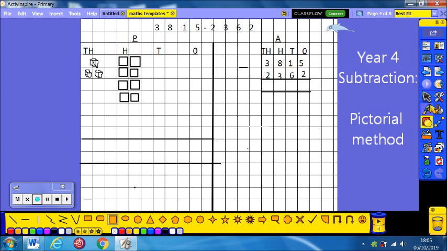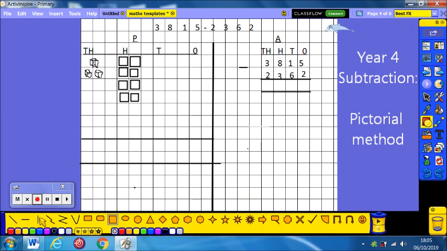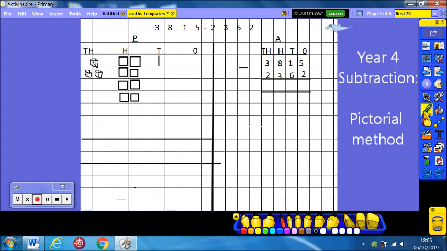Next I need to draw a 10, and we draw that with a line going down vertically as 1 ten. So 1 ten in the tens column. There it goes. And lastly 5 ones. And as in year 1, 2 and 3, we will still draw our ones if we've got 5 of them in a dice formation. Okay, so I've got 3,815 pictorially. I now need to subtract or take away 2,362. So I'm going to draw my subtraction or my takeaway symbol.